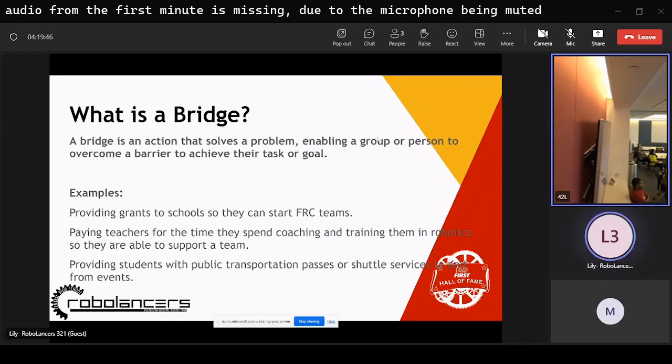Some of these examples that relate back to the barriers on the last slide are providing grants to schools so they can start FRC teams, paying teachers for the time they spend coaching and training those teachers, and providing students with public transportation passes or shuttle services to and from events. As you can all see, these are all specific bridges that connect back to the barriers. Some of them are small initiatives, but they solve a big problem. And that's kind of what we're all about, thinking specifically about the issues in our community and then creating unique solutions to solve those issues.